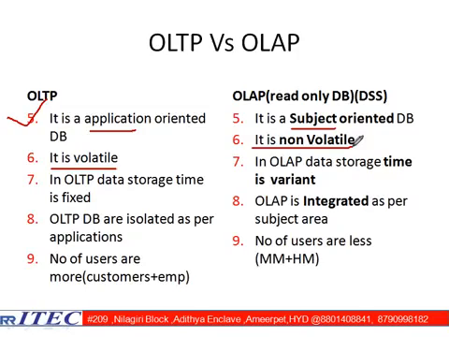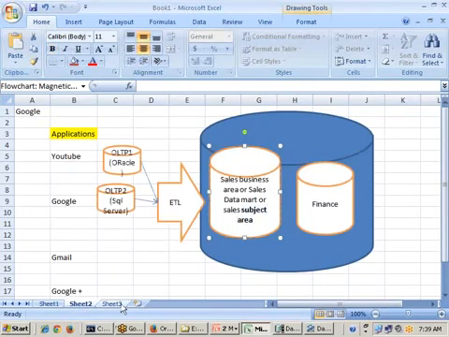In my case, OLTP and OLAP, what is changing? Here the data is changing in the OLTP, so it's called OLTP is volatile. Data is not changing here in OLAP, that is the reason it's called what, sir? Non-volatile. Let us go and try to take one example.